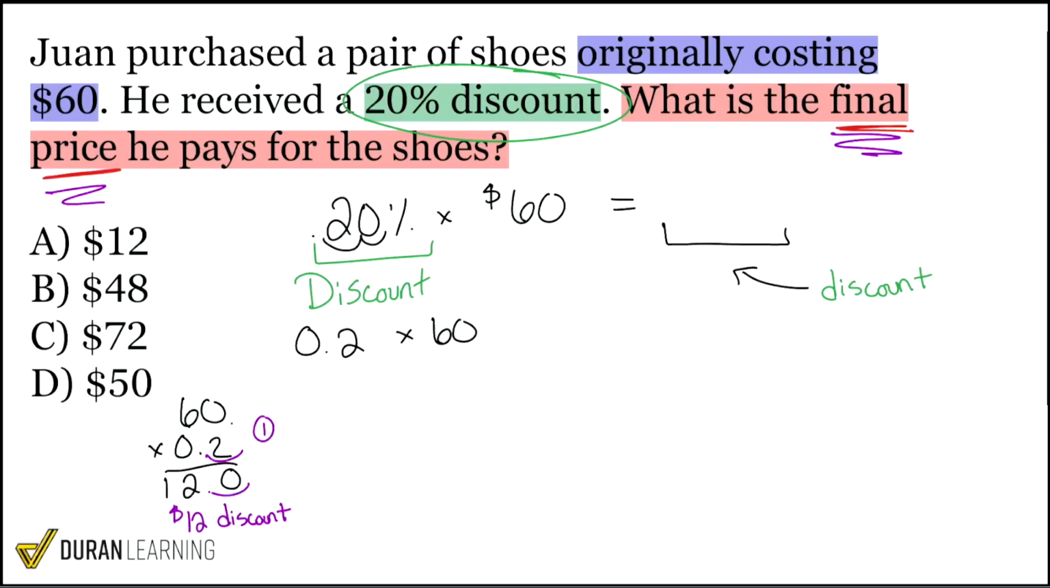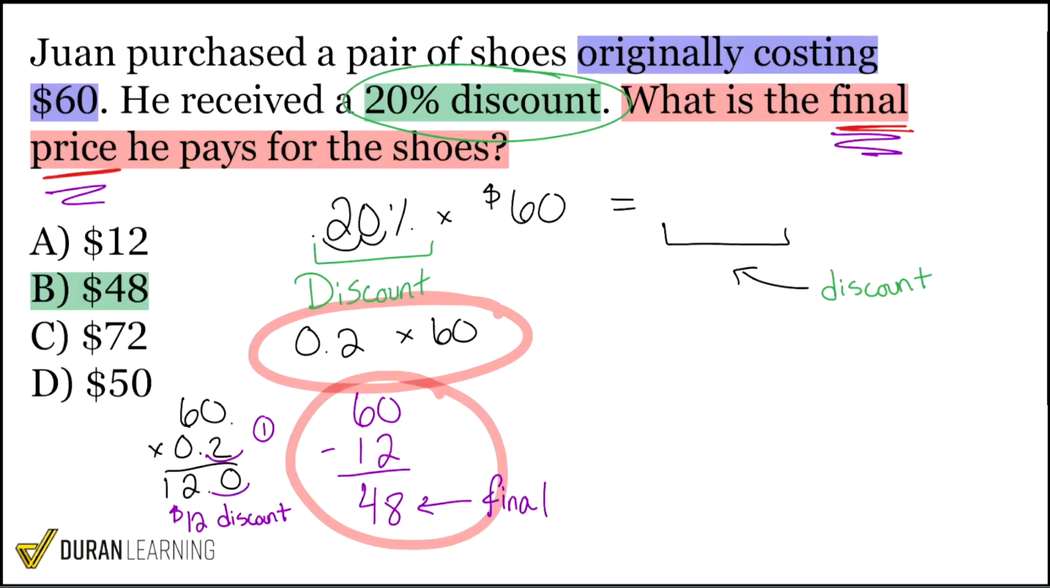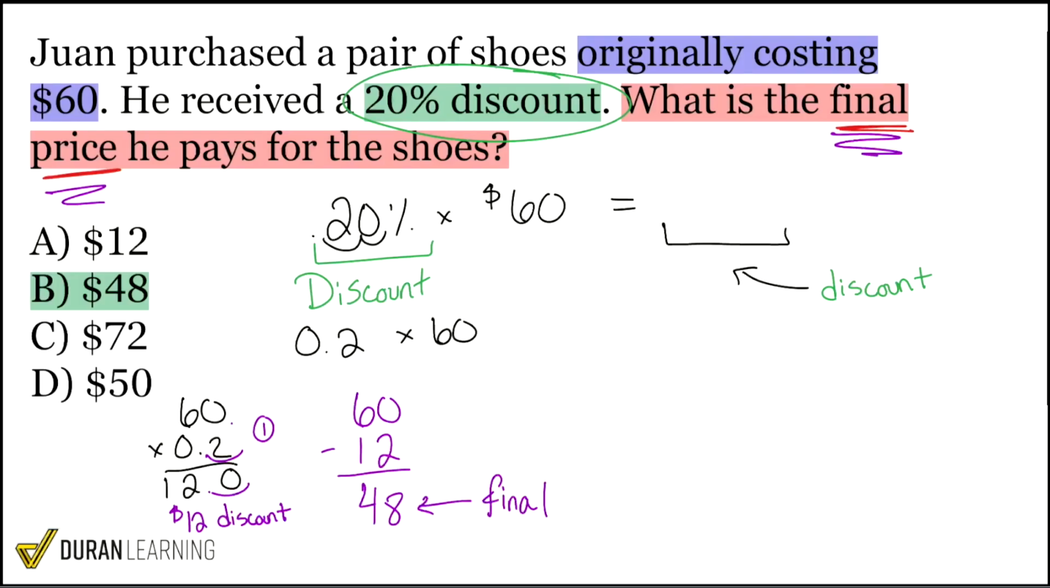So because of that, all we would need to do if we did that was take the original $60, subtract the $12 of the discount, and that'll give us the final price. So 60 minus 12 would give us 48 in this case. That's the final. Now, my party people, with that said, if we wanted to do this in one shot, not two steps, if we wanted to get this done in one step, well, this is how we would do it.